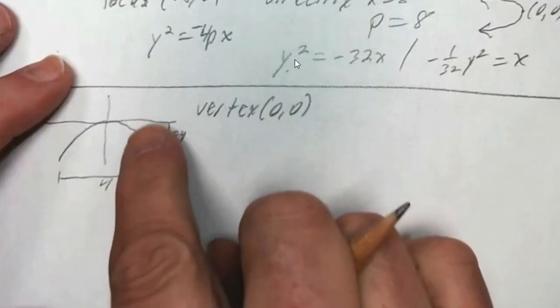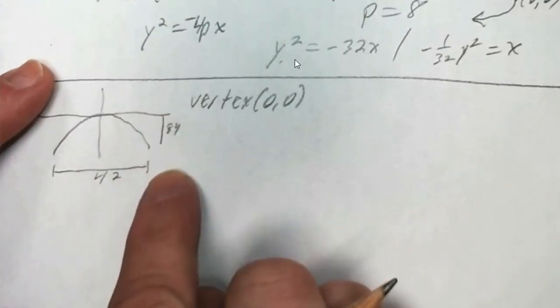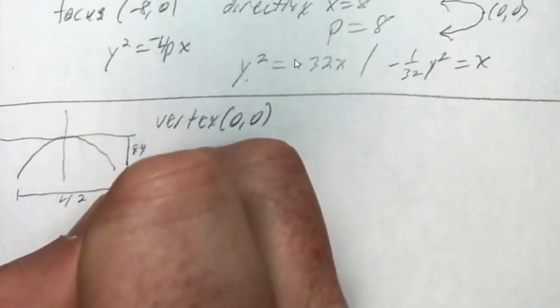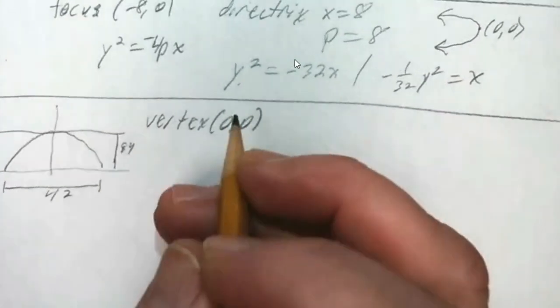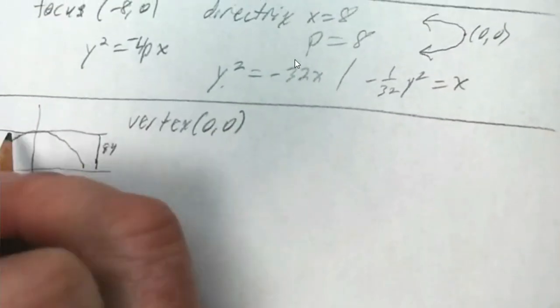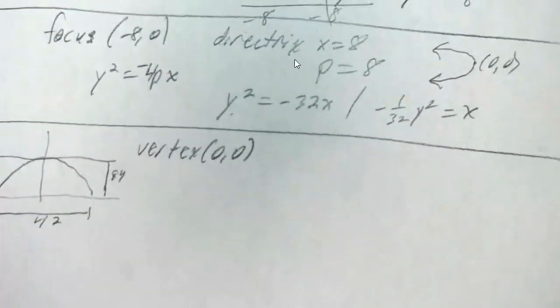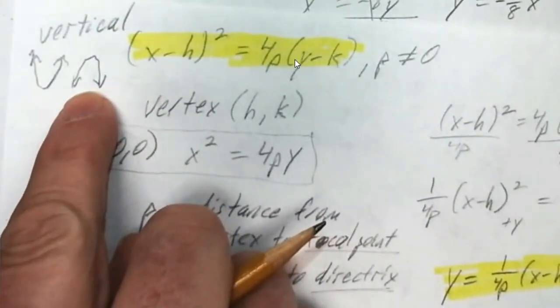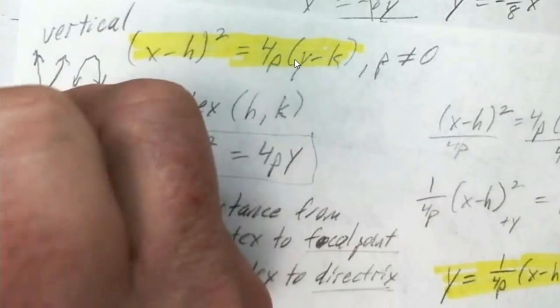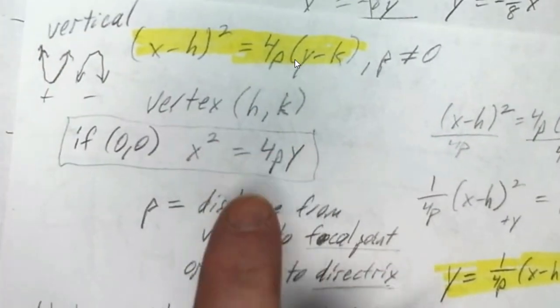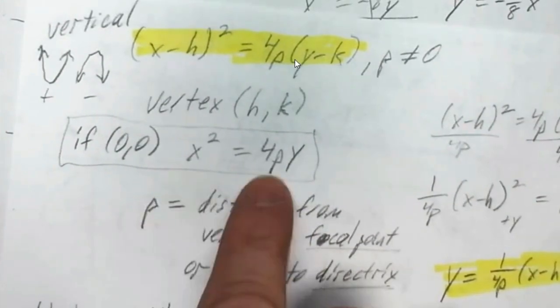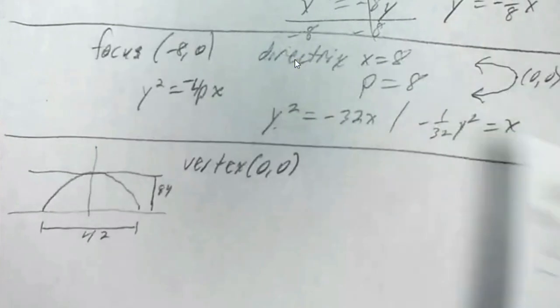So ignoring that, this should be a lot farther down, because 84 is the height of this parabolic arch. So this is up and down, this is vertical. And we know it's negative because it points down, right? Because this is positive, that's negative. So with the vertex at (0, 0), we're looking at x squared equals -4py.